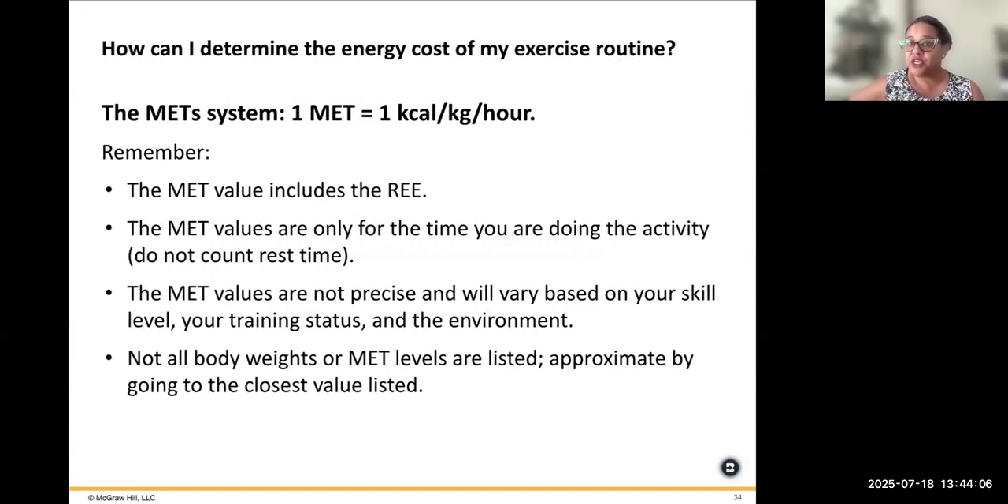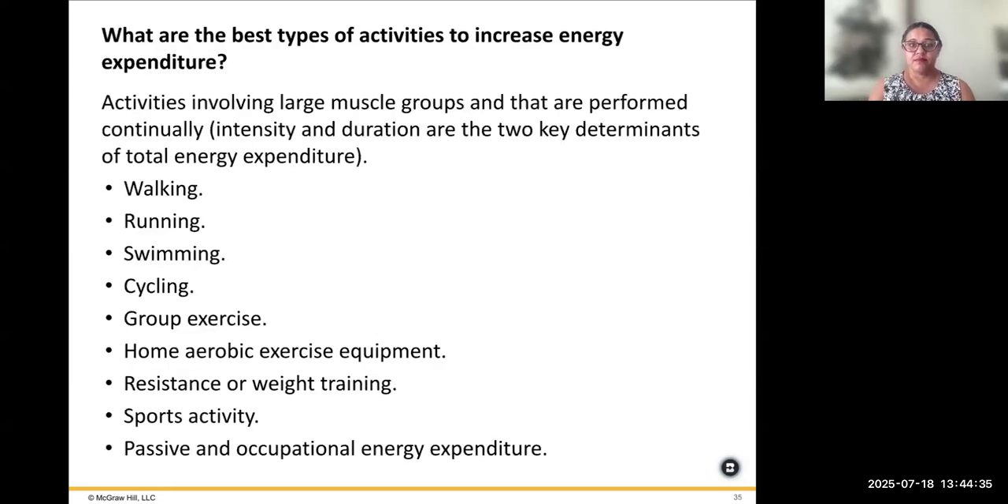How can I determine the energy cost of my exercise routine? So that's the MET system: 1 kilocalorie per kilogram per hour. The MET value includes the REE. The MET values are only for the time you are actually doing the activity, not at rest. The MET values are not precise and will vary based on your skill level, your training status, and the environment. Not all body weights or MET levels are listed. Approximate by going to the closest value listed.